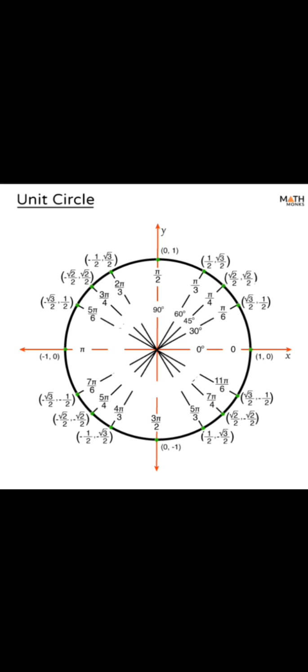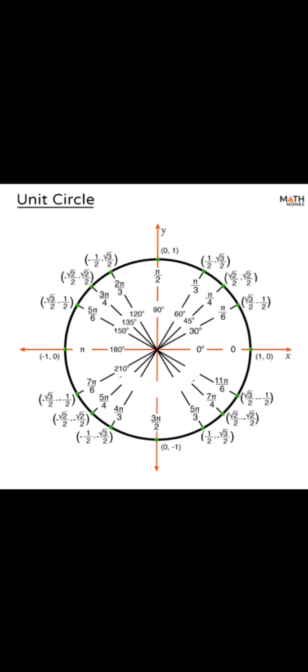2 pi over 3 is 180 divided by 3 is 60 times 2, that's 120. 3 pi over 4, 180 divided by 4 is 45 times 3, that's 135. 5 pi over 6, 180 over 6 is 30 times 5, you get 150. And then pi is 180. 7 pi over 6. Pi over 6 times 7, so that's 30 times 7, you get 210.